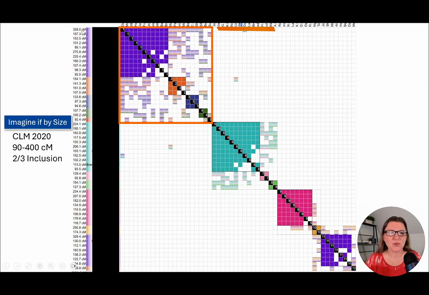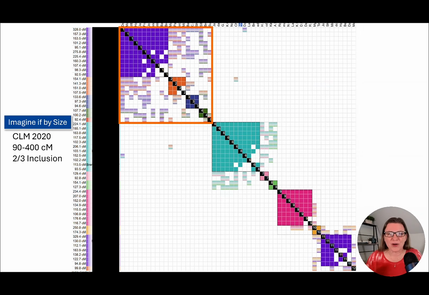So this 328 centimorgan person sorted into purple because you can see they're matching every other person in purple, which you can see up here. And they're also matching all of these gray things. So they're matching everybody in orange. They're matching everybody in blue. They're matching one of the green people, but they're not matching the second green person or this number 5, whatever color that is. And so that is a supercluster.